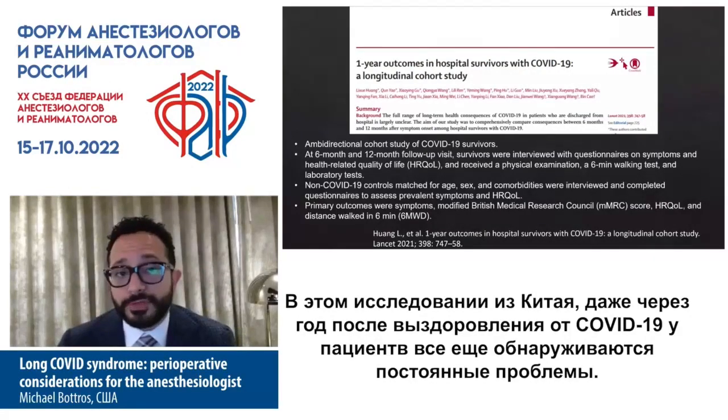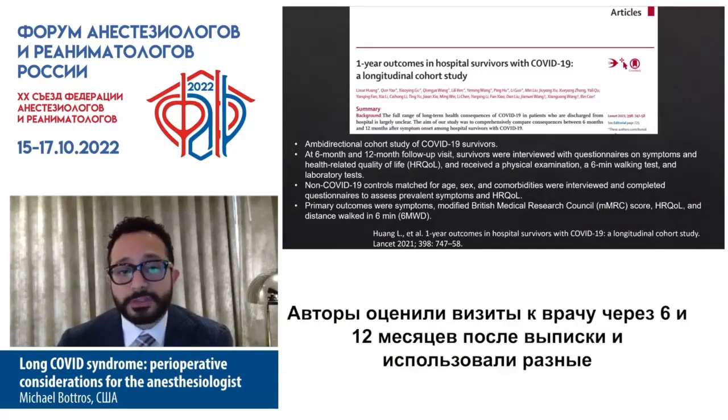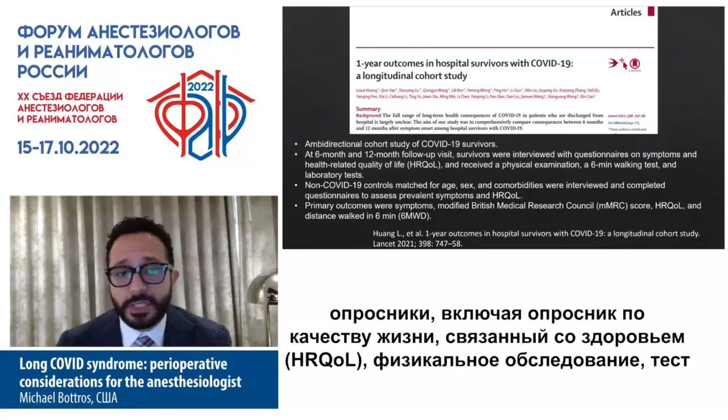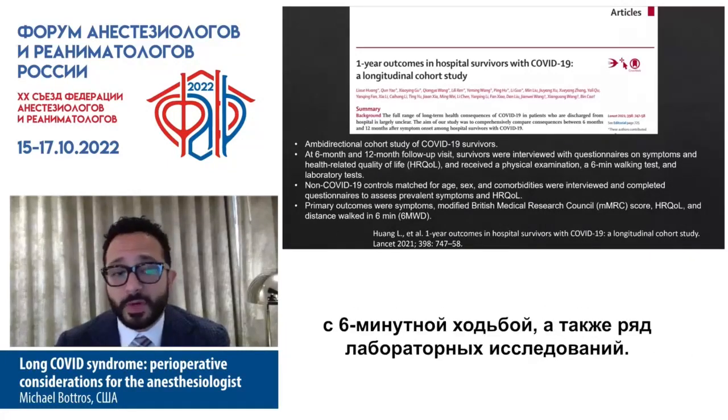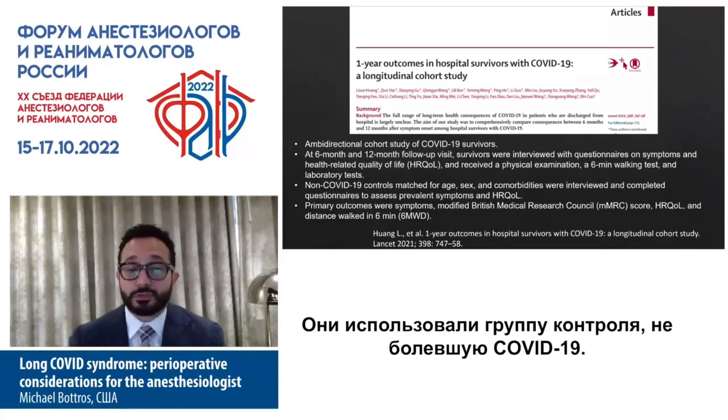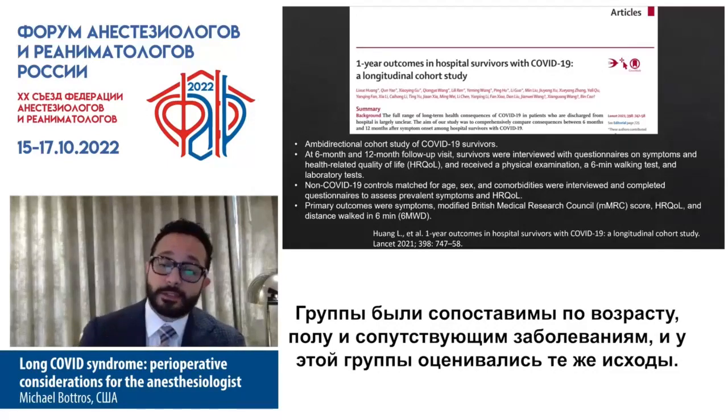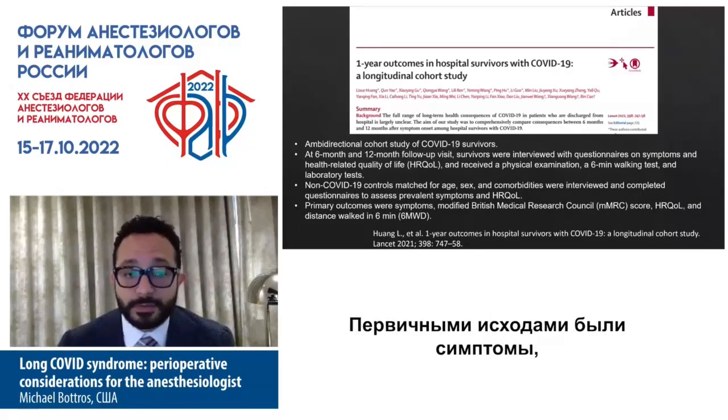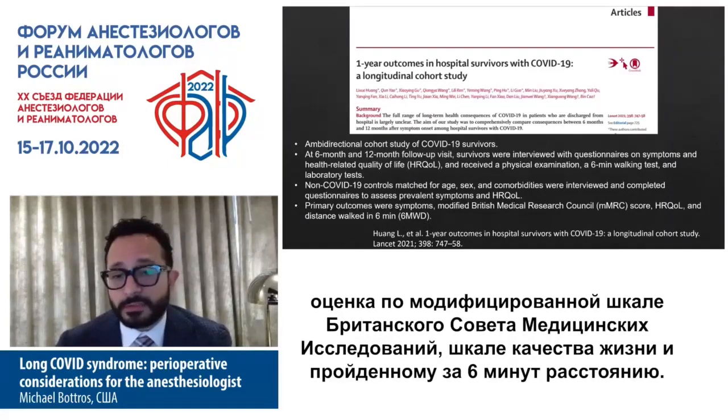1 year out from COVID-19, in this study from China, we find continued problems. They looked at 6-month and 12-month post-discharge visits, and they used different questionnaires, including health-related quality of life, physical examination, a 6-minute walking test, and then a number of laboratory tests. They used non-COVID-19 controls. They were matched for age, sex, and comorbidities, and they did the same sort of outcomes. The primary outcomes were the symptoms, the modified British Medical Research Council score, quality of life, and distance walked.